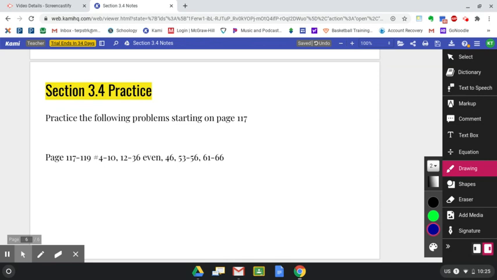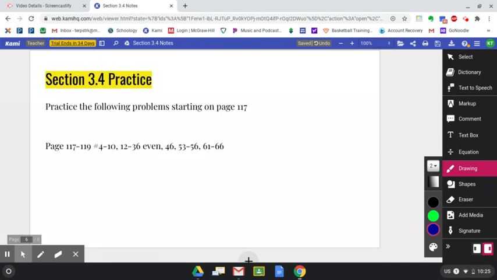All right, your practice for section 3.4 starts on page 117. Do the following problems on a separate sheet. Okay, make sure you're checking your answers as you go along.